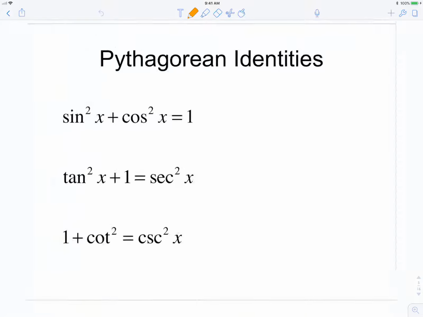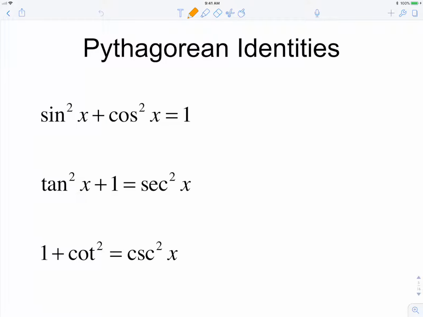These are the new identities, the Pythagorean identities, but they're very easy to derive. So you can memorize them. Really, you just need to memorize the first one or know that quickly, and then the other ones are super easy to derive. So to start deriving sine squared plus cosine squared equals 1, let's think back to our unit circle.